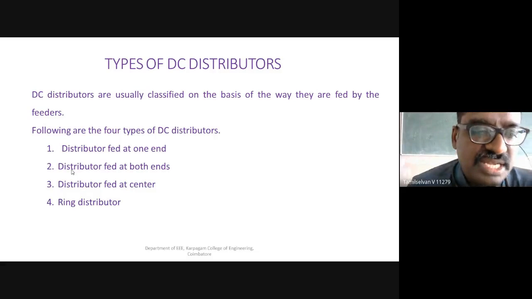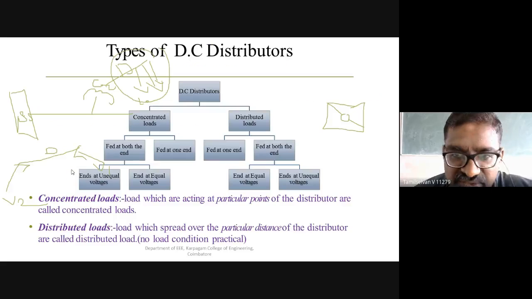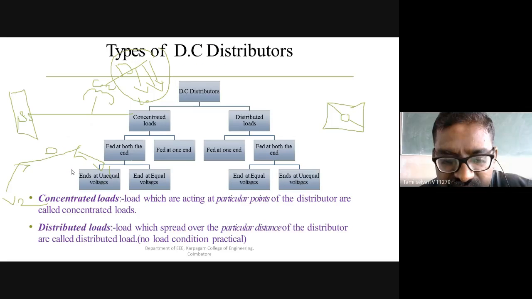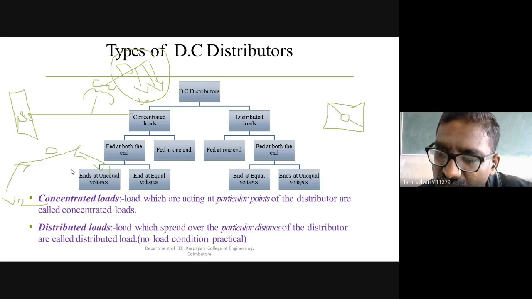First, we're going to see these things. We have classified our distributor systems. The DC distributor may be classified based on the loads: one has a concentrated load, the other has a distributed load, and both may be fed at one end or at two ends. If fed at one end, how about the voltages? They may be even or uneven voltages.